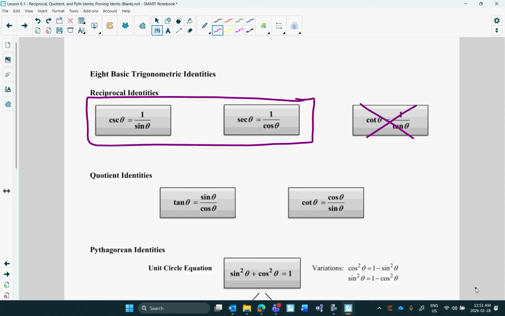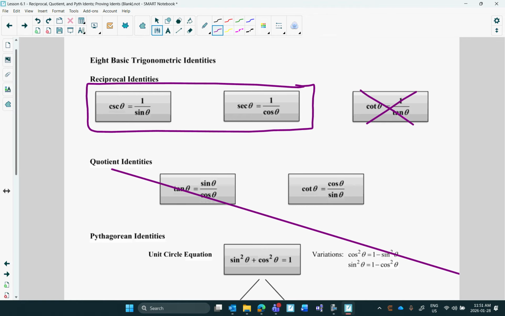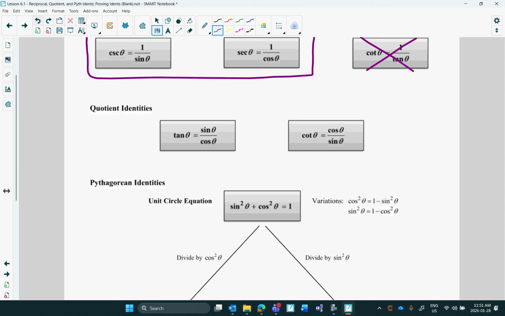Those are called the reciprocal identities. Why? Because they're reciprocals of each other. Cosecant and sine, secant and cosine. Quotient identities, well, quotient means division. And we've already talked about this one. Tan theta will always equal sine over cos. And cotangent will be the reciprocal of this, cos over sine. So you really want to know these ones.